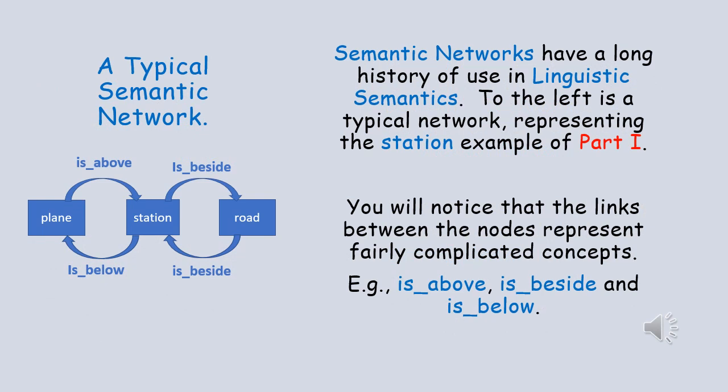Semantic networks have a long history in use in linguistic semantics. To the left is a typical network representing the station example of part 1. You will notice that the links between the nodes represent fairly complicated concepts, for example is above, is beside and is below.